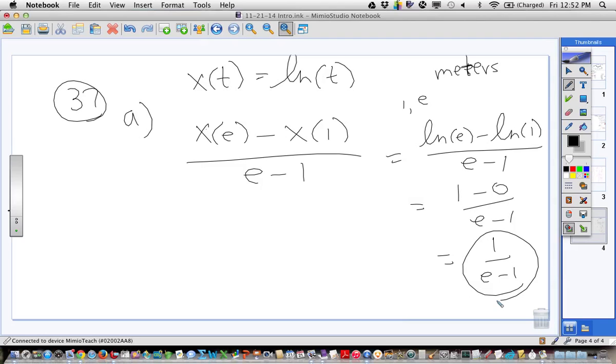You can add the initial and the final velocity and divide by 2 and average it. But we don't have that here. This isn't constant acceleration, okay? And so it doesn't work to do that.